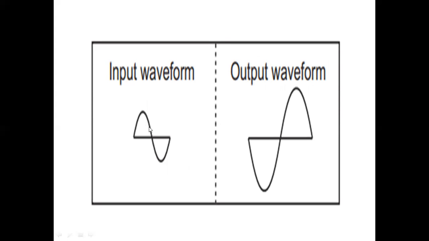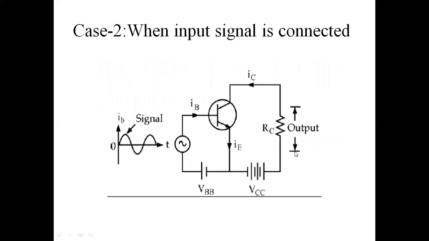This is the input waveform. During positive half cycle of the input, we are going to get the negative half cycle, and during negative half cycle of the input, the output is positive half. This is why, because we observe the circuit diagram in the output side. We apply the KVL in the output circuit. The collector to emitter voltage VCE can be given as VCC minus IC into RC.